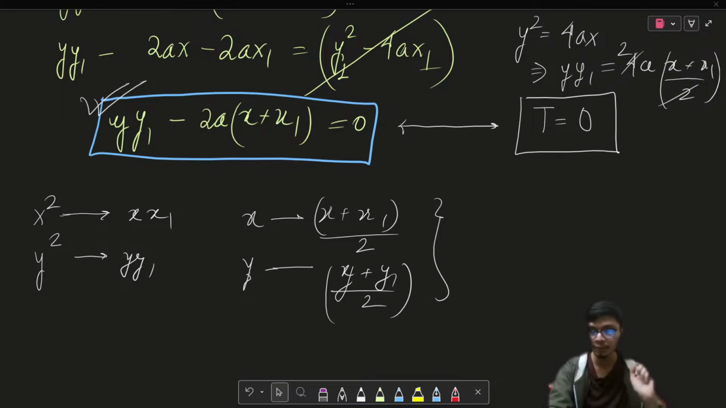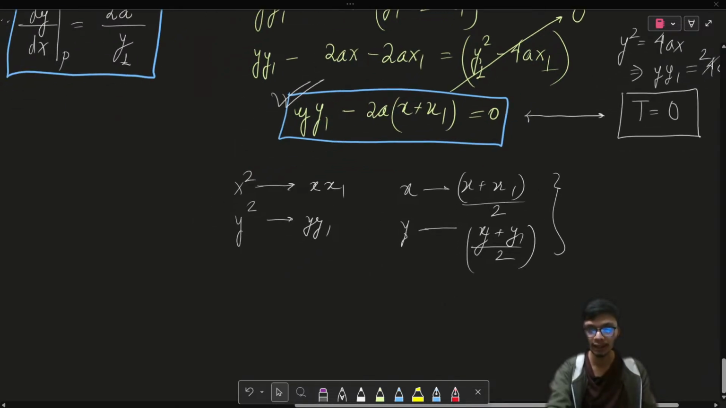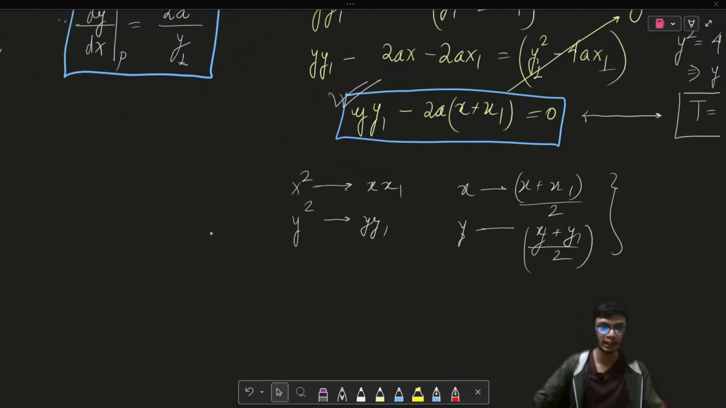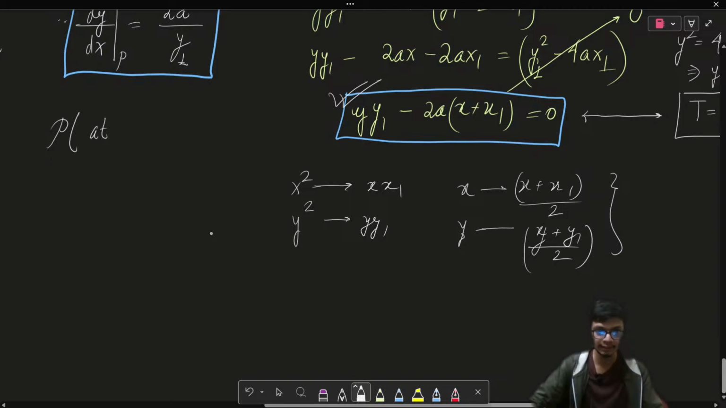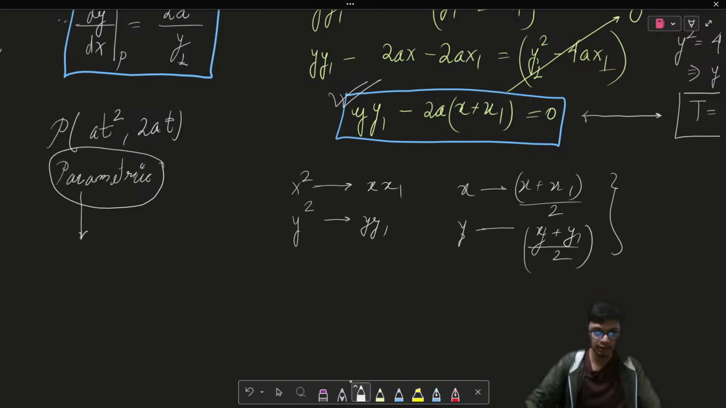Now, one more important thing to understand over here is that this particular point on the parabola is given as (x1, y1), right? But instead of having the point on the parabola like this, I can also write that same point in terms of a parameter, that is (at square, 2at), right? In this way also we can write any point on a parabola, which is called the parametric form, right? So using this parametric form we can also write the equation of a tangent.